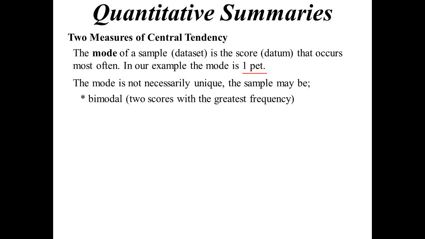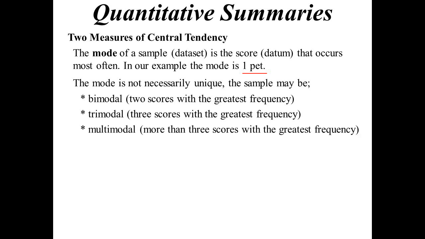If you've got two things that happen the most, you're going to have two modes. So you could have bimodal. You could even have trimodal if 3 scores were the same. After that, we tend to just say, oh, it's multimodal if it's got more than 3. Median's probably a better one, because median, of course, measures exactly where the centre of the data is.